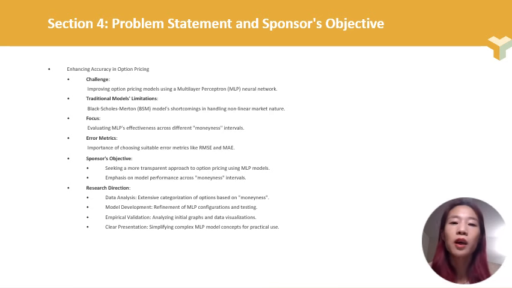Our research direction involved intensive data analysis, categorizing options based on their moneyness, and refining the MLP configuration through iterative testing. We also focused on empirical validation, which involved analyzing the initial graphs and data visualization to understand our model's performance. The goal was to simplify the complex concepts of the MLP model for practical use in the financial sector.